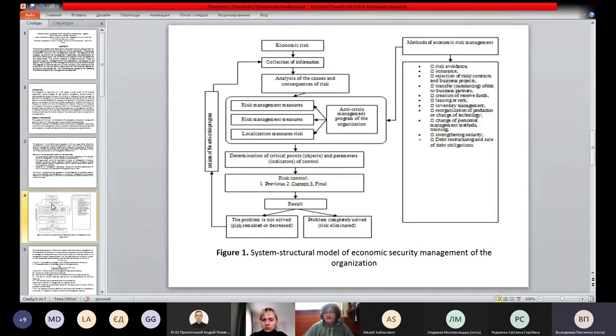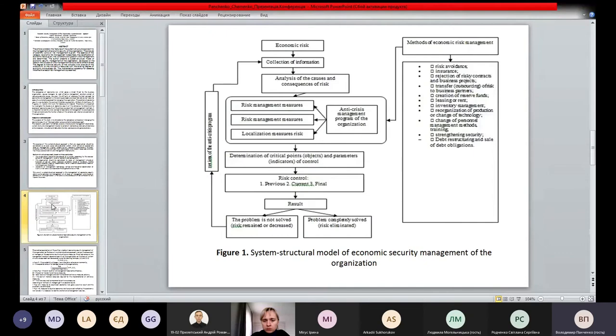Any process is the organization or business. Business processes are a logically constructed sequence of actions, and the second should lead from the enterprise input to the process output to obtain a result. The fourth component of the management of economic security of the organization is information support. The fifth feature of effective management of economic security of the organization is the control of logistic business processes.